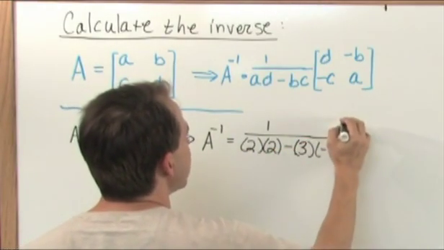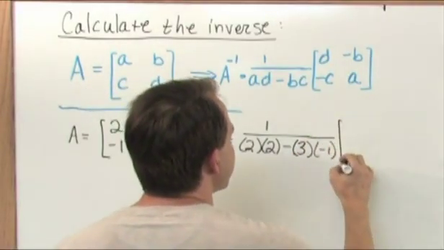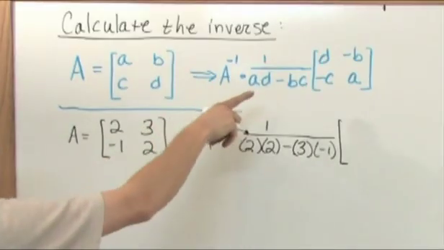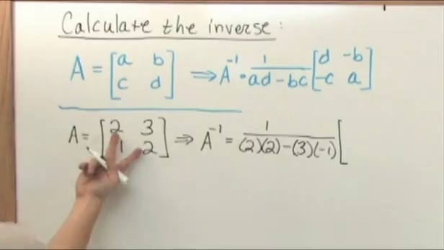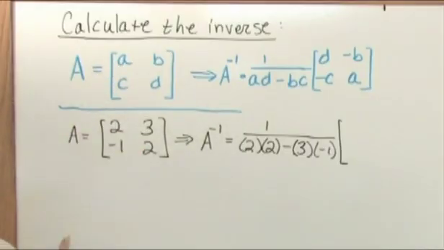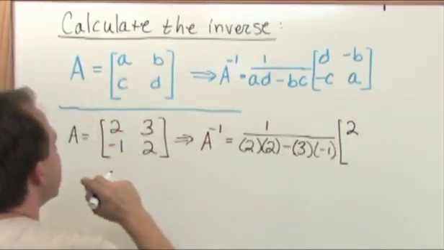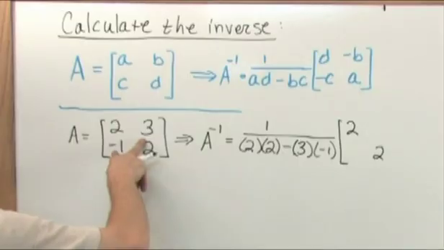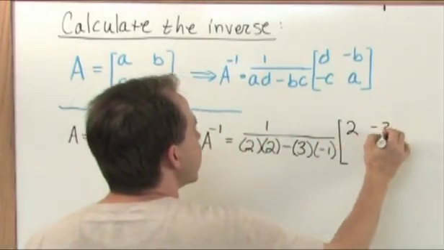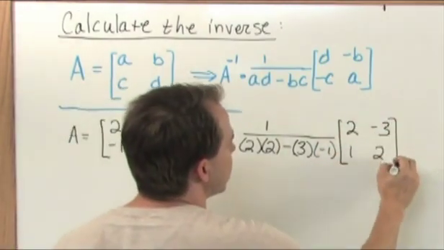Okay, that's the first part. So I'm going to multiply by this matrix, and if you look at the formula here, D and A are actually flipped from our original matrix. But since it's the same number, it really doesn't much matter, so I'm going to put 2 here and 2 down here, and then these two numbers are negated. That's what that negative B and negative C is. You just put a negative sign there. So you have negative 3, and negative times negative 1 gives you a positive 1. So you have a positive 1 down here.